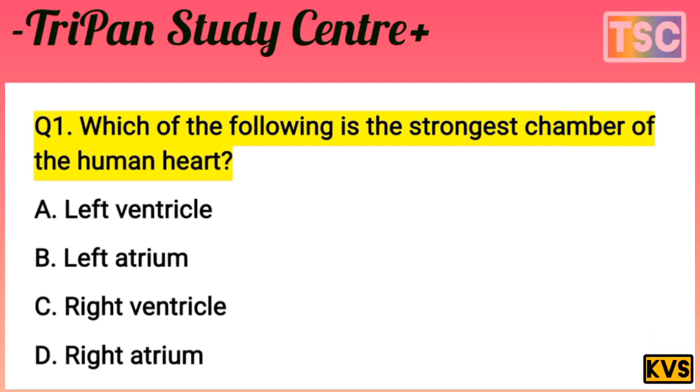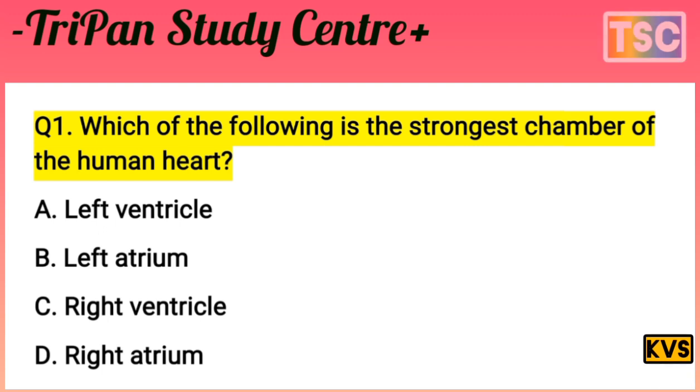This question is very interesting. Options: A, left ventricle; B, left atrium; C, right ventricle; and D, right atrium. That's an important question, and let's see the answer. The left ventricle is the correct answer. Option A is correct.